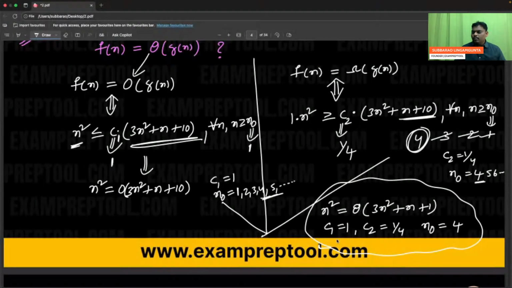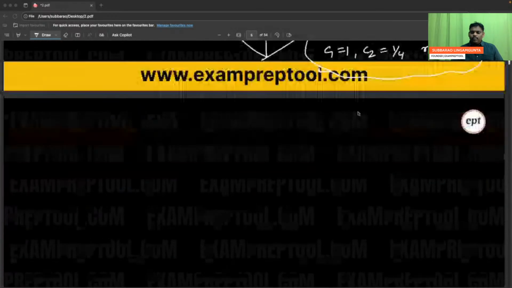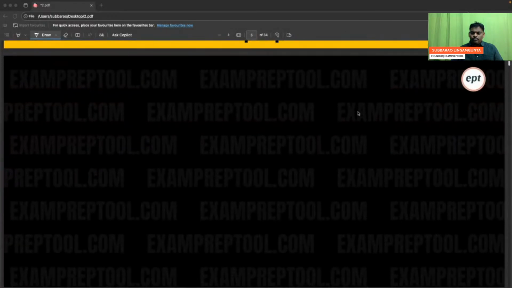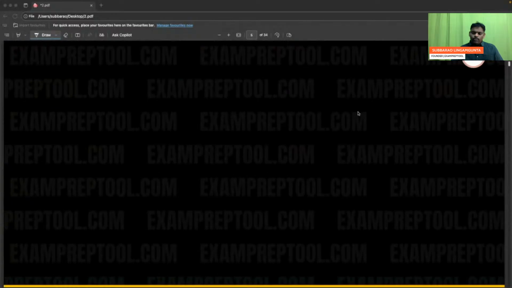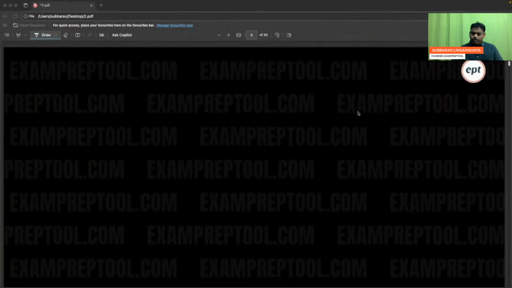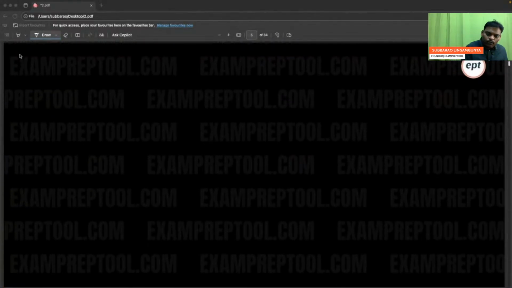Remember, these all three notations say that there exist two constants, not for all constants. There exist two constants where this relation holds. Let me know if anyone has any issue. Problem number 3 I have done. So 3 is over. Let's go to 4. Finally, between these two, theta is possible. Let's go to example number 4.